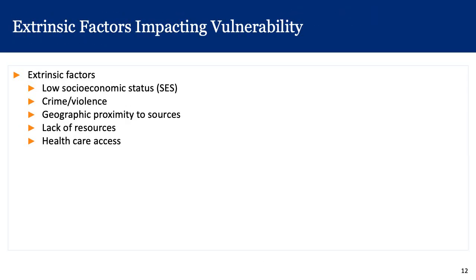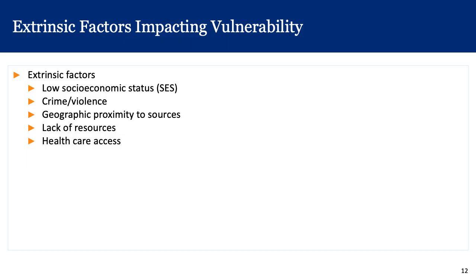Now, we can break down vulnerability according to intrinsic and extrinsic factors. Intrinsic factors are mostly unchangeable factors such as age, life stage, sex, race and ethnicity, genetic polymorphisms, and toxicokinetic differences. And you may recognize these as the very definition of susceptibility that we went over. However, there are also extrinsic factors, which include factors like low socioeconomic status, as well as crime and violence, which have a greater impact on low-income communities and communities of color.